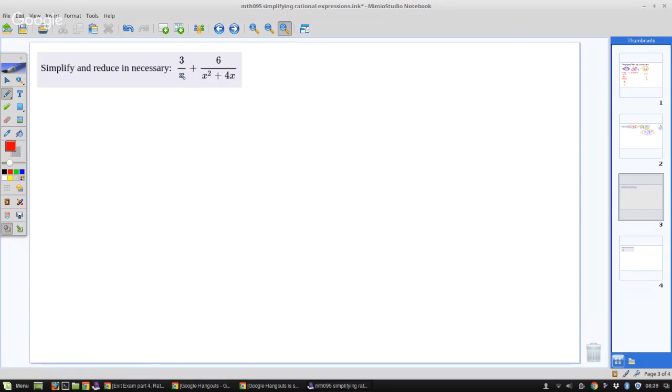So x is pretty simple, but x squared plus 4x, that factors. So I am going to rewrite that just underneath here as x times x plus 4. Cross that out. So this is my new denominator. I can see they have in common an x, but the first fraction is missing the x plus 4. So that means I have to multiply that in to get a common denominator. So I'm going to take that 3 over x, and I'm going to multiply top and bottom by x plus 4.